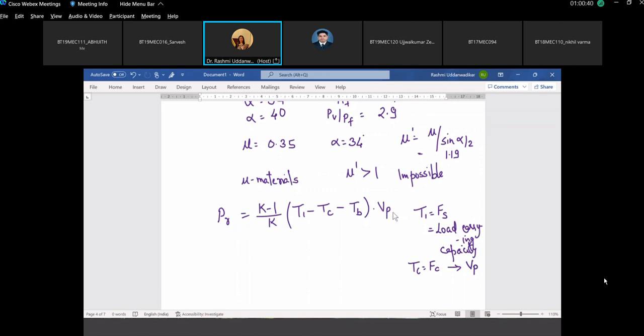So this VP is responsible for increasing this PR, but because of VP, you know that this TC will have a rho V square component. So there is a V square component which is responsible for reducing the power. And hence there has to be a golden mean, how much you can increase the peripheral velocity to achieve the required PR, to achieve the required power transmission capacity.